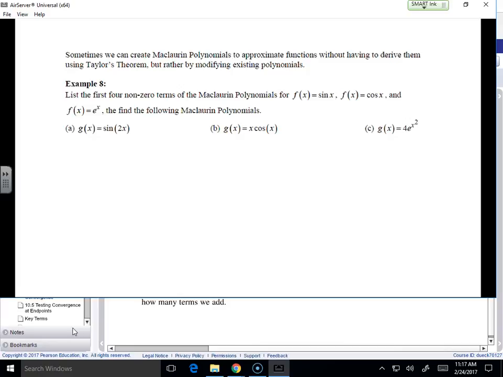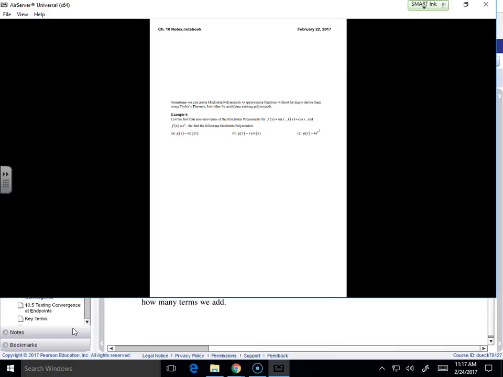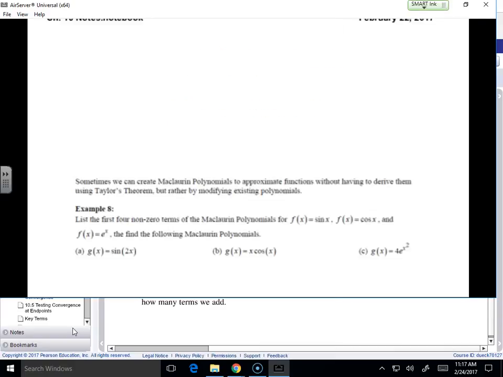List the first four non-zero terms of the Maclaurin polynomials for f of x equal to sine, cosine, and e to the x, and then use them. Use them? Well, hold on, wait a minute. Before we use them, we better write them. So what do we know, guys? It's centered at 0. It's Maclaurin. Who's sine of x?